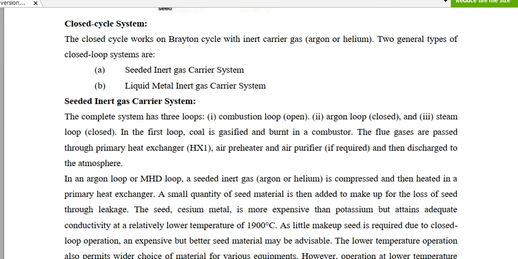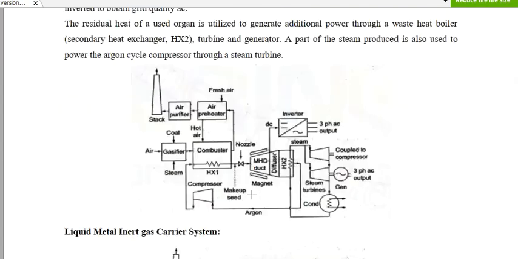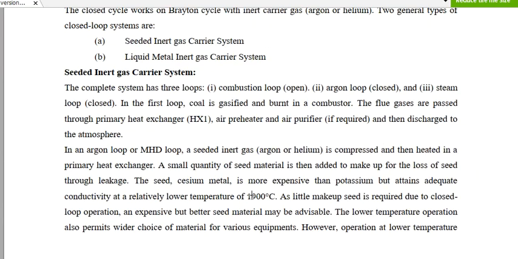The closed cycle works on the Brayton cycle with an inert carrier gas, which can be either argon or helium. Two general types of closed loop systems are part A, seeded inert gas carrier system, and part B, liquid metal inert gas carrier system. So let's first see the seeded inert gas carrier system. It is explained via a figure. First we go through the content and then we'll try to understand through the figure.